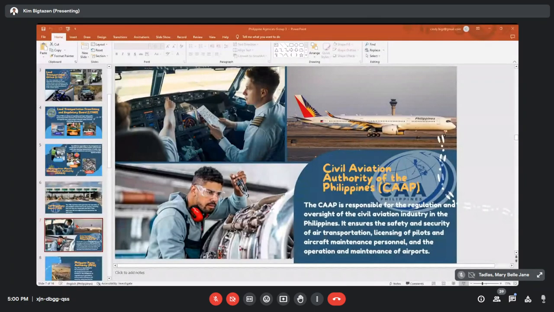CAAP or Civil Aviation Authority of the Philippines. The CAAP is responsible for the regulation and oversight of the civil aviation industry in the Philippines. It ensures the safety and security of air transportation, licensing of pilots and aircraft maintenance personnel, and the operation and maintenance of airports.